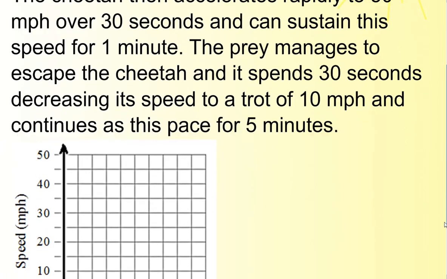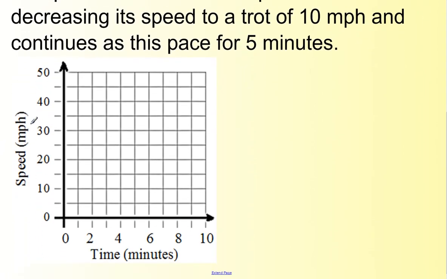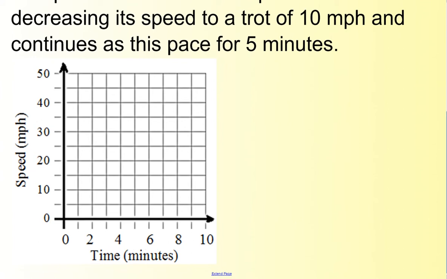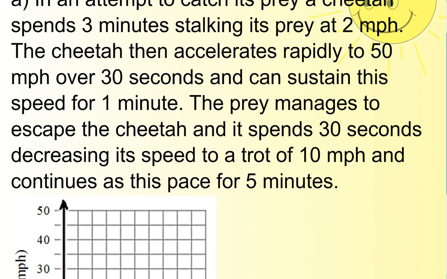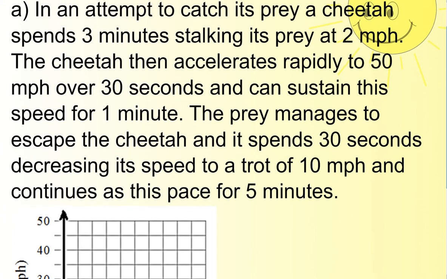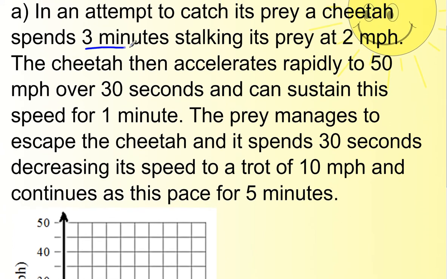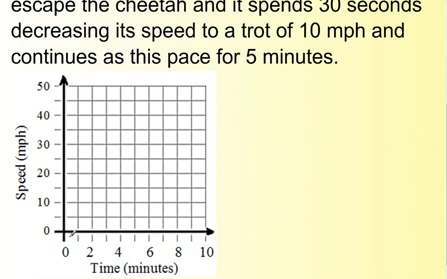So let's see. Let's look at the graph quickly. So we've got speed in miles per hour. We've got time in minutes. Okay? So let's see here. In an attempt to catch its prey, the cheetah spends 3 minutes stalking its prey at 2 miles an hour. All right, so from the very beginning, it's going to spend 3 minutes at 2 miles per hour. So 2 miles per hour is like here, and we're going to do that for 3 minutes. So it's kind of creeping along at 2 miles per hour. There we go.